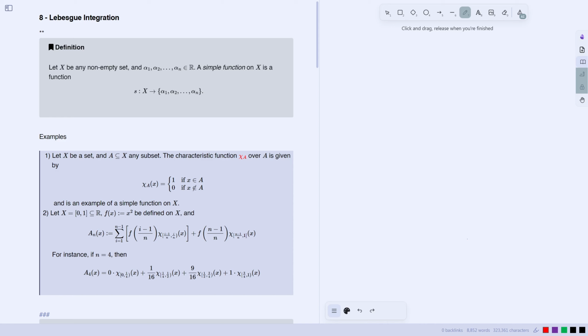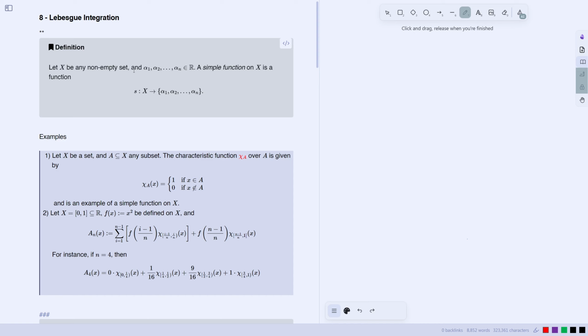But to define the Lebesgue integral, we need to first define it for perhaps one of the most basic classes of functions. And those are simple functions. Just like the name, they're very simple. The image you want to have in your head of these is a step function, a bounded step function. Okay? So what is a simple function?